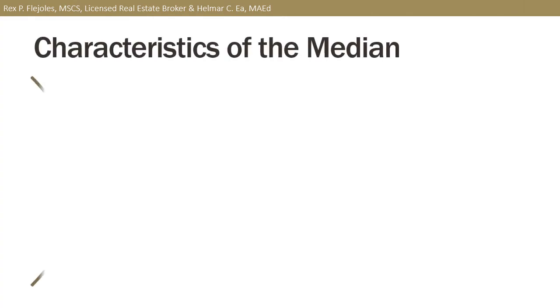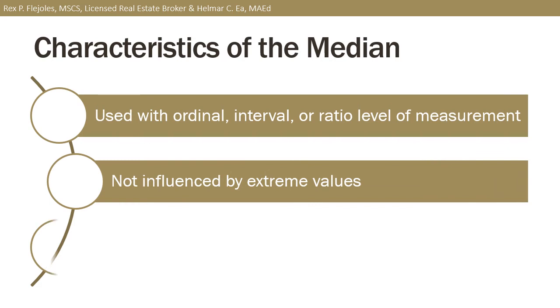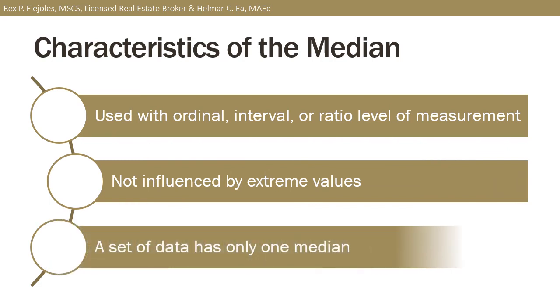Median has the following characteristics. It is used with ordinal, interval, or ratio level of measurement. It is not influenced by extreme values. A set of data has only one median. Please take note that in a set of data with odd size, the median value is among the values. But for a dataset with even size, the median value may or may not be equal to a certain value in the dataset.